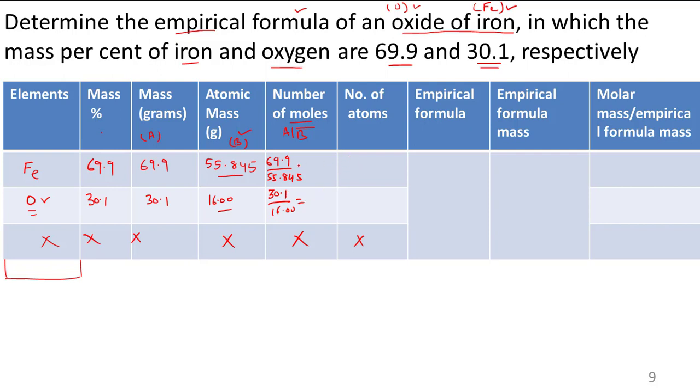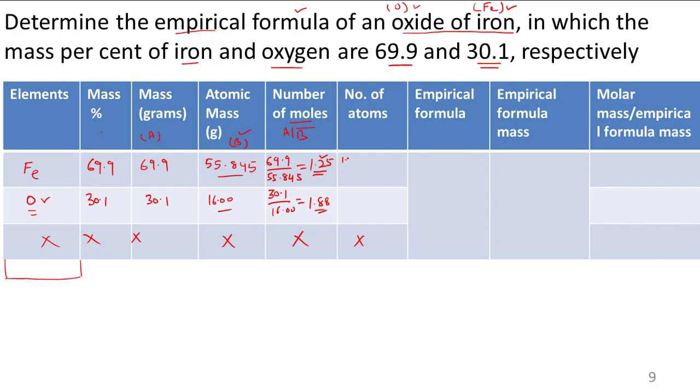It is 1.25, and it is, let us see, 30.1 divided by 16, it is 1.88. Now the next step is we have to choose the smallest value out of these two. The smallest value is 1.25. Now we will divide these two by 1.25.